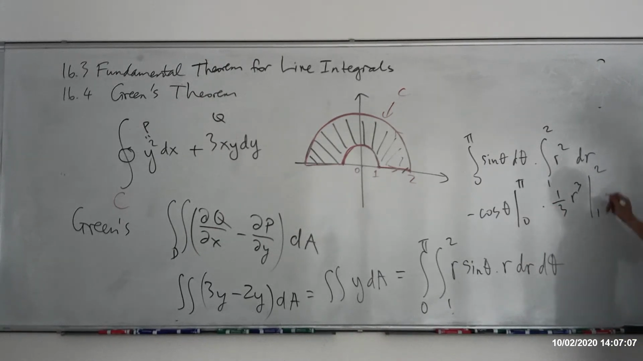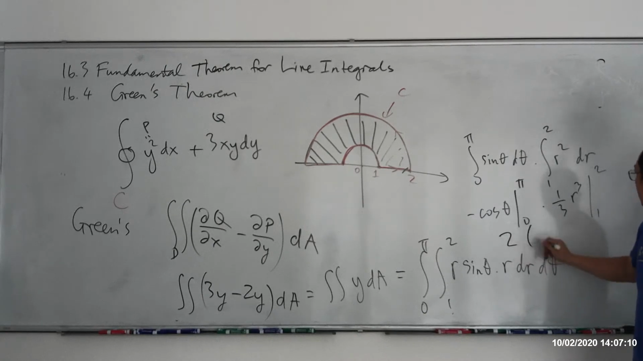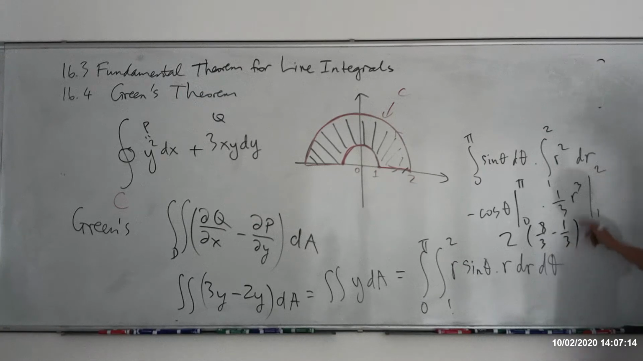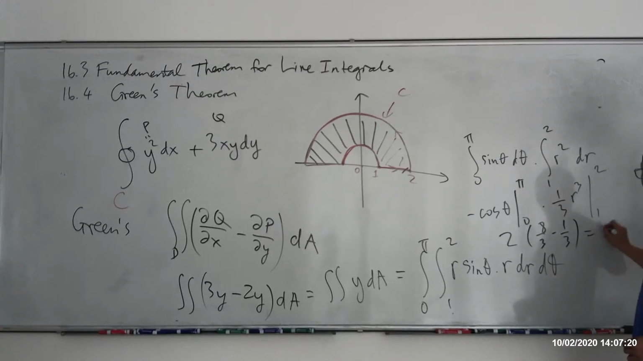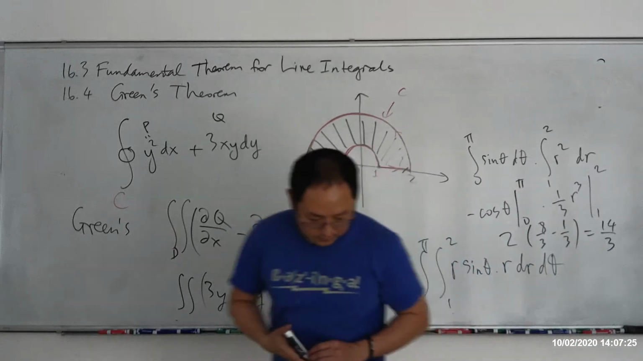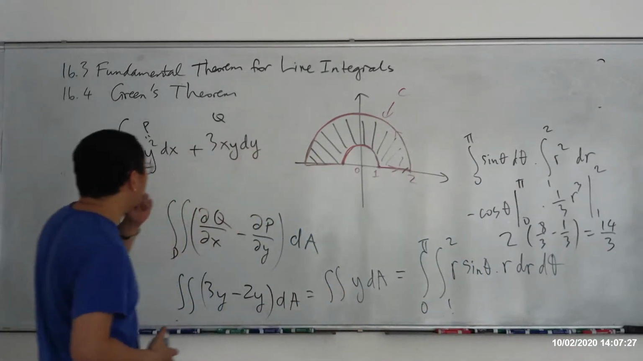And this is 2. This is what? 8 over 3 minus 1 over 3. I think 2 right here. 2 cubed is 8. 8 over 3 minus 1 over 3. That would be the answer. 7 over 3. So 14 over 3. Yeah. Okay?